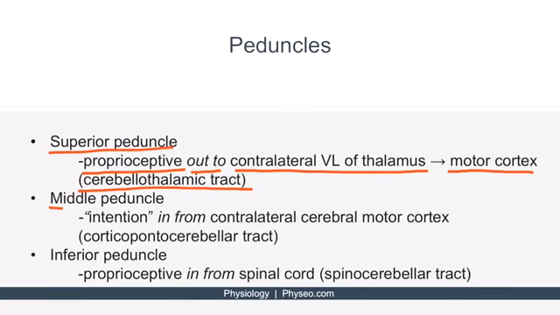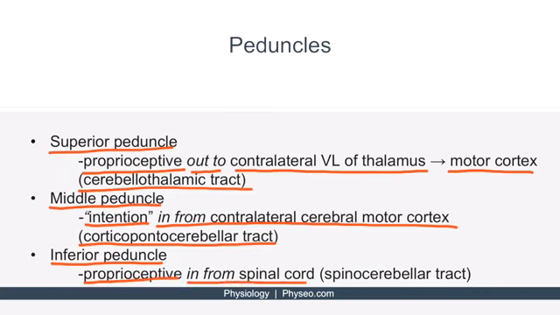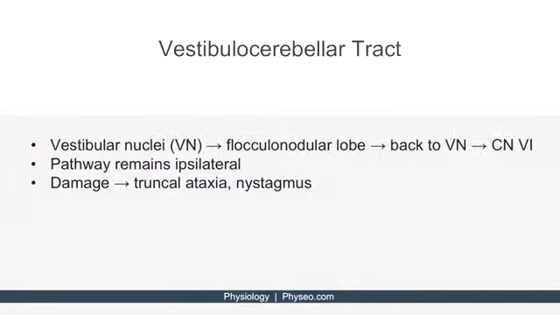Next, we have the middle peduncle, which starts in the motor cortex of the cerebrum and sends intention information in from the contralateral cerebral motor cortex. And this is called the corticopontocerebellar tract, because it goes from the cortex through the pons and then ends up in the cerebellum. Lastly, we have the inferior peduncle, and this will take proprioceptive information in from the spinal cord. So this is called the spinocerebellar tract. So spine and cerebellum.